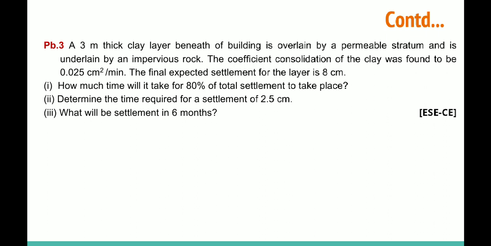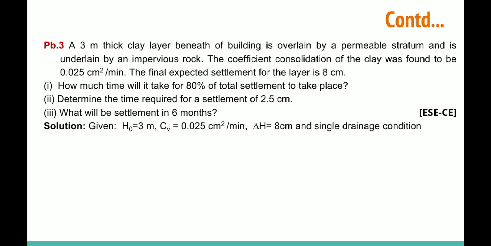So let's calculate one by one. Just see what data is given. The thickness of the clay layer is given as 3 meter, the coefficient of consolidation is given as 0.025 centimeter square per minute, and the total settlement, delta capital H, is given as 8 centimeter. So for the first part, we have to calculate how much time will it take for 80% of the total settlement to take place. Let's go for the solution.